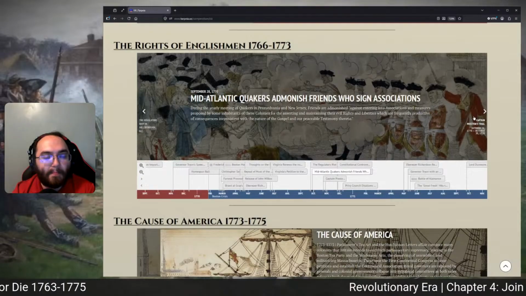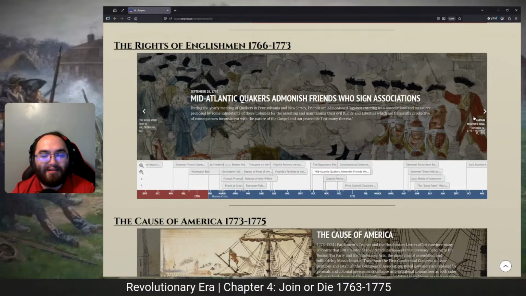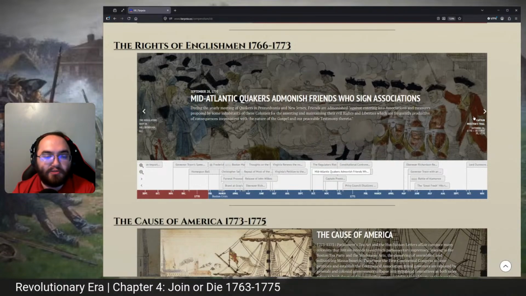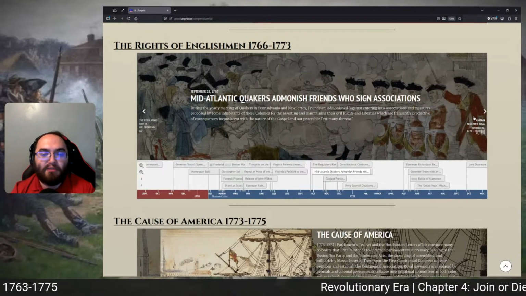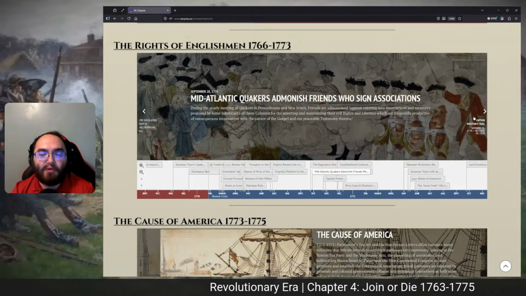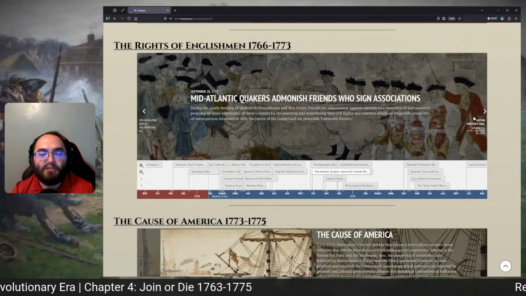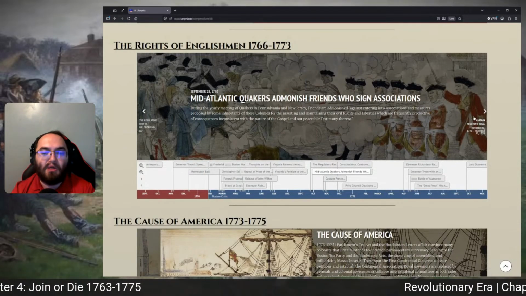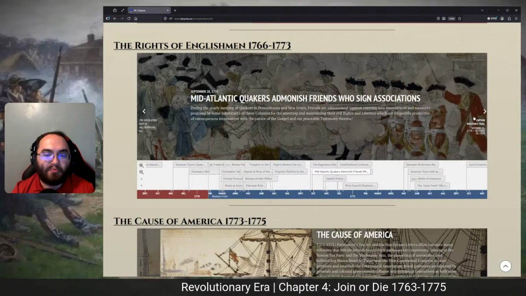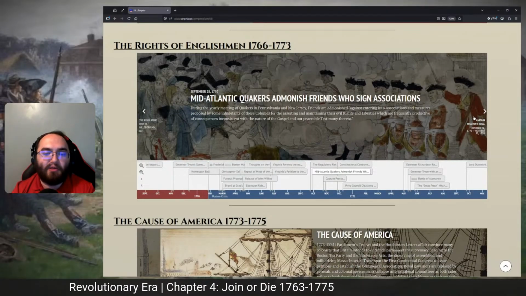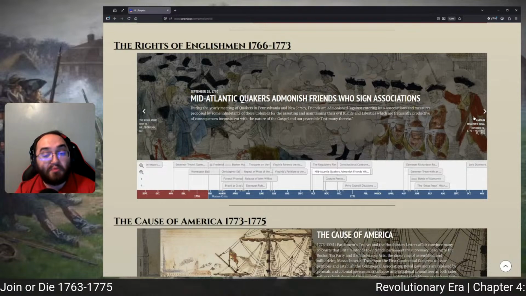The Mid-Atlantic Quakers admonish Friends who sign associations. That's the non-importation associations. So during the yearly meeting of Quakers in Pennsylvania and New Jersey, Friends are admonished against entering into associations and measures proposed by some inhabitants of these colonies for asserting and maintaining their civil rights and liberties, which are frequently productive of consequences inconsistent with the nature of the gospel and our peaceable testimony. And so the Quaker community is now going to be split.